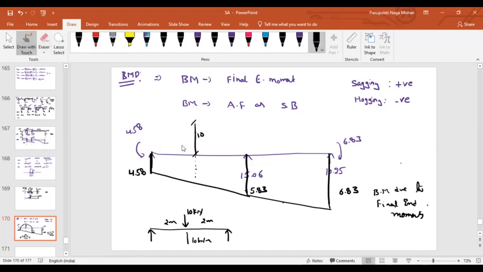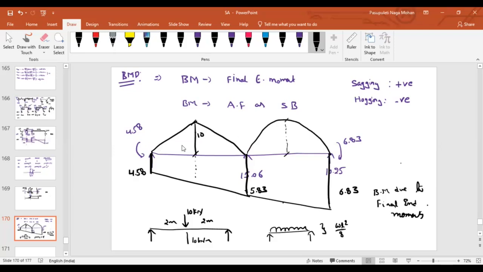Linear, triangle. Now in the span BC, what is the UDL? What about the shape of the bending moment? Parabolic. So simply supported, subjected to this UDL loading, what is the maximum bending moment? WL square by 8. As it is UDL, maximum we will get at the center again. So this is the maximum value.